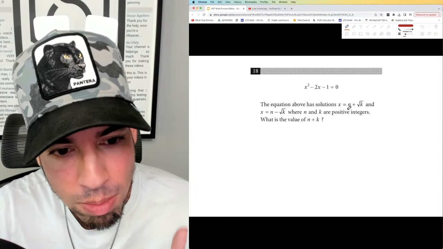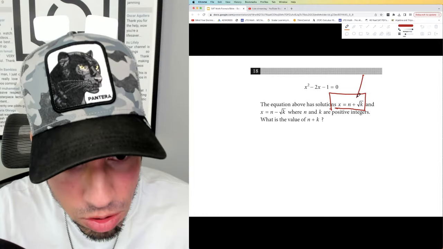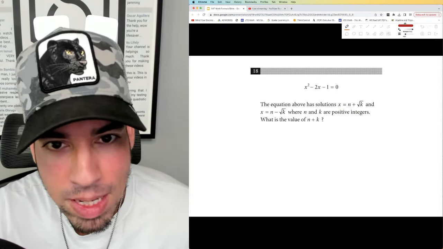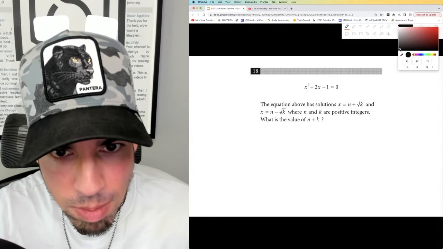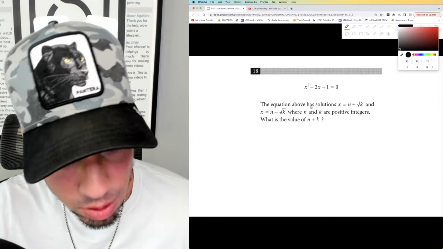Now, the main point why I bring this up is the giveaway that this is referencing the quadratic formula is they're saying the solution involves some sort of a square root. So that's your indication. I'm immediately going to think about the quadratic formula. Whether or not you need it, it's going to work no matter what. So you may as well just dive in with that mindset.